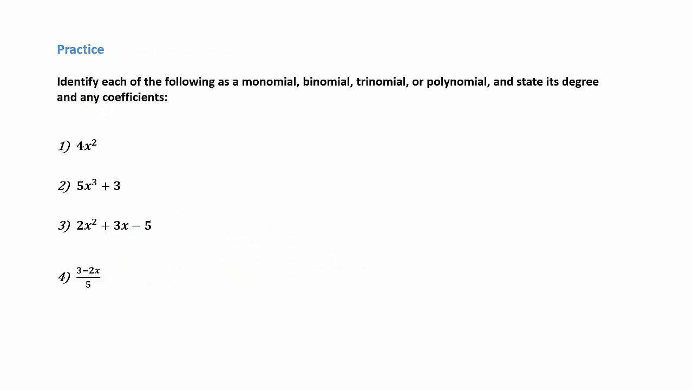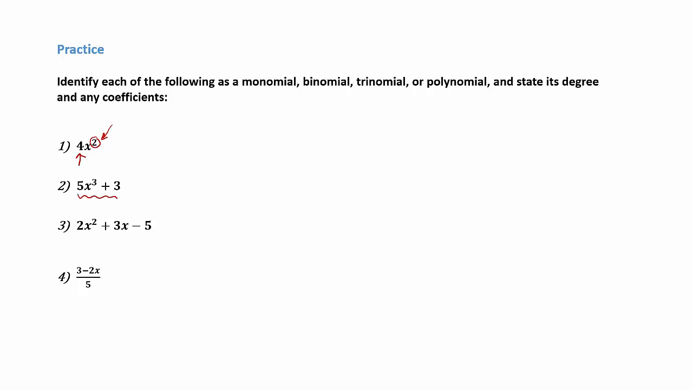So let's do some practice. Let's first identify each of the following as a monomial, binomial, trinomial, or polynomial, and state its degree and any coefficients. So this first one is a monomial, is degree 2, and 4 is the coefficient. A coefficient is a number that sits in front of a variable and is being multiplied. So 4 is a coefficient. This is degree 2, and it's a monomial.